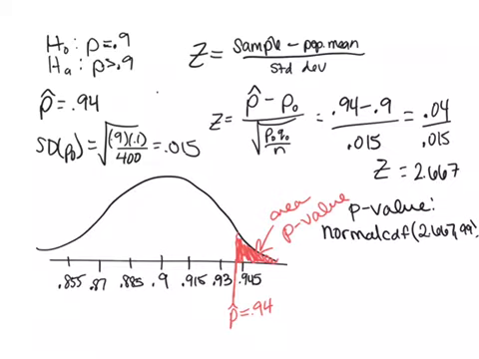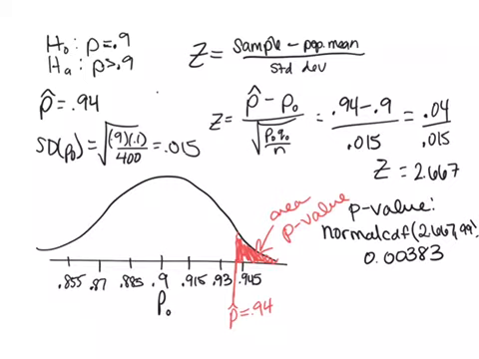Okay. So we get 0.00383. So those are your mechanics. Drawing the model helps us see what we're actually finding, right? The middle of the model should always be your p-naught. And then the area you're shading represents what that p-value is for your sample.